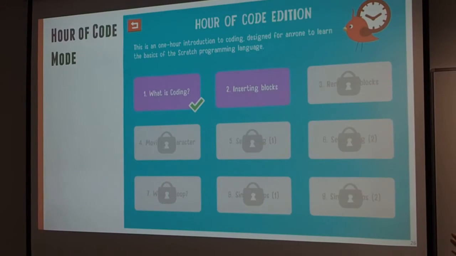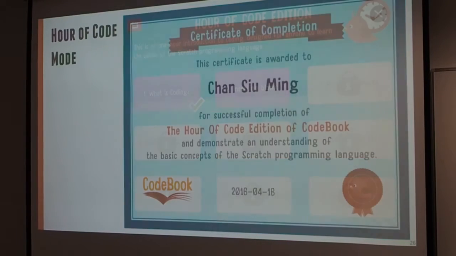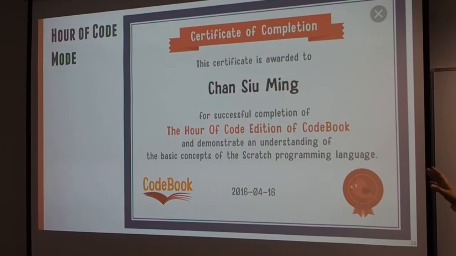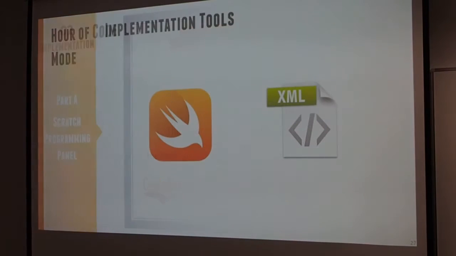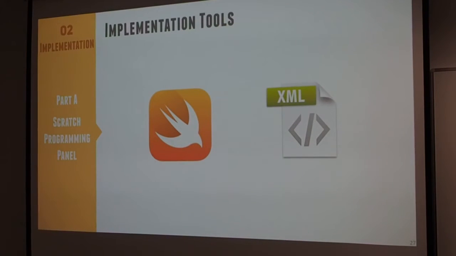Okay, the output mode has 9 tasks to do. Once you complete the 9 tasks, we ask you to type your name, and then you get the certificate. This is the UI. Now I'll pass the time to Leo to talk about the implementation parts.